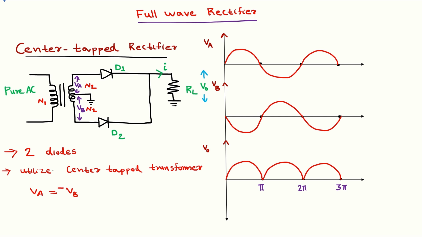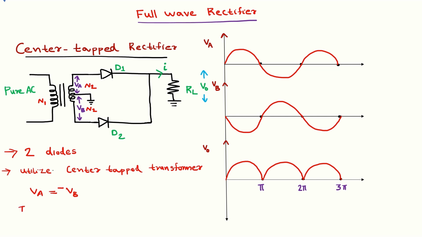Okay, that is one more feature or specialty of a center tapped transformer. In a center tapped transformer, the secondary winding is divided into two halves, and the midpoint of these two halves is connected to ground potential. The voltages across these two halves are equal in magnitude but opposite in polarity. Here the voltage across each half is indicated by VA and VB. These are equal but opposite in polarity, so I am writing VA is equal to minus VB.